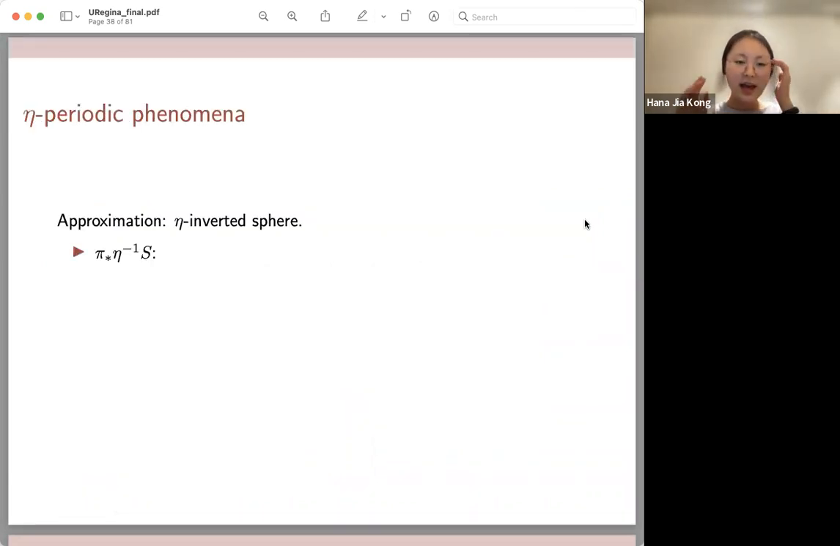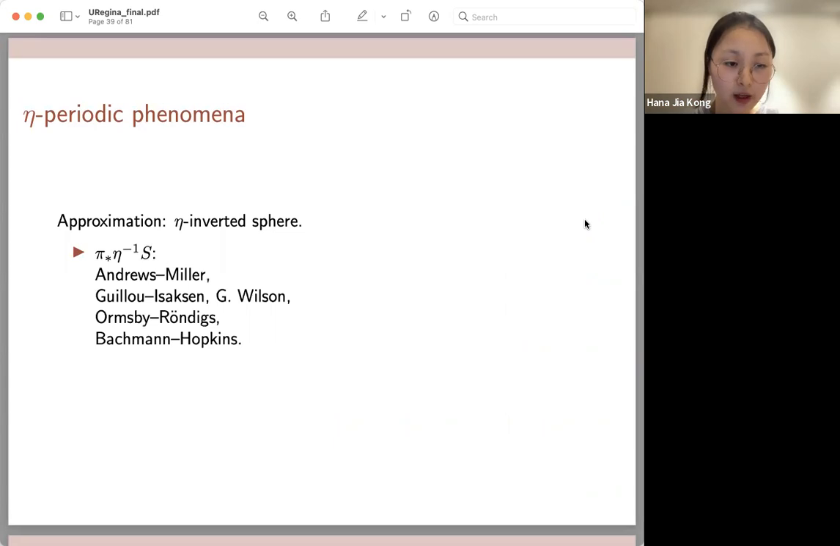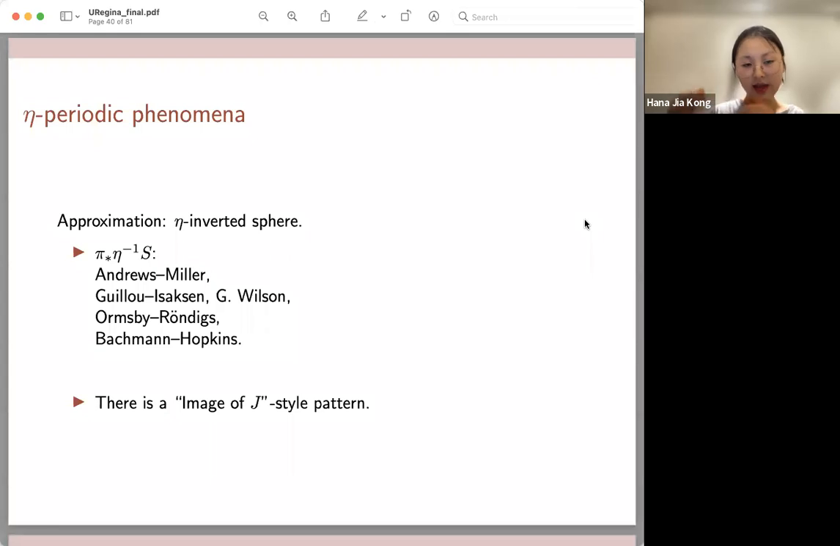This eta-inverted phenomenon has already been studied by many people over different base fields. This is motivic. If you look at their answers, in the eta-inverted result there is some image-of-J-style pattern. This is one reason why I want to mention the eta-inverted phenomena in the Adams spectral sequence here. The other reason is that in our calculation, we use the eta-periodic result to analyze our differentials, which I will mention later.